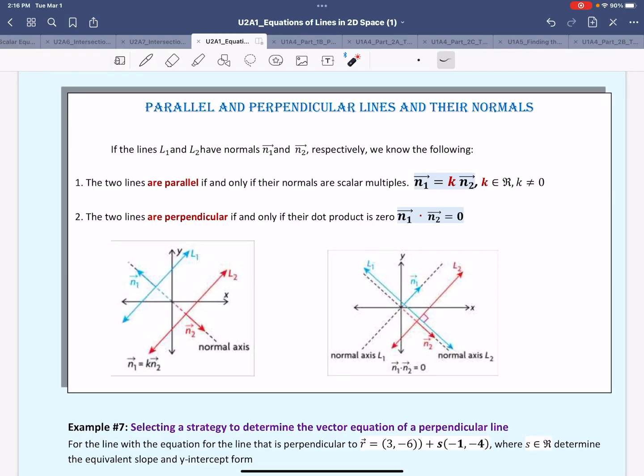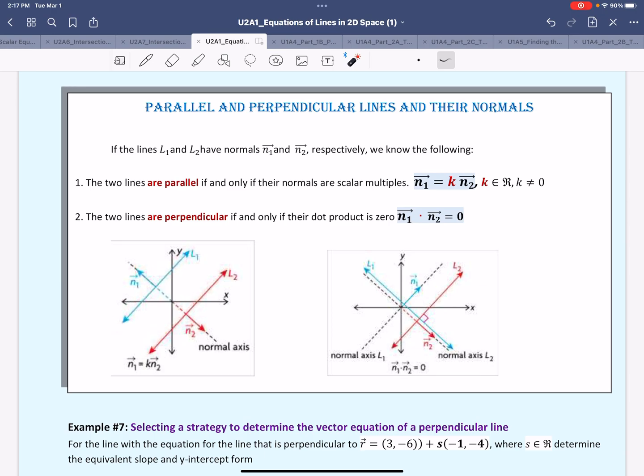So we are going to take a look here at parallel and perpendicular lines and discuss how their normals are related to each other. For example, we have two lines here, L1 and L2, and these two lines are given to be parallel. The normals to each line will be perpendicular to the respective lines. For line L1, the normal will be N1. For line L2, the normal will be N2. So what we want to look at is the relationship between the normals of these two parallel lines.